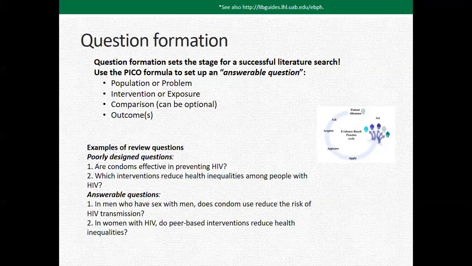C is for comparison, and then O is for outcome. As I said, this helps you identify your concepts. I don't know if you can read them in the back there, but I set up some questions that are more general, not really poorly designed, at the top, and then ways to improve them at the bottom here.